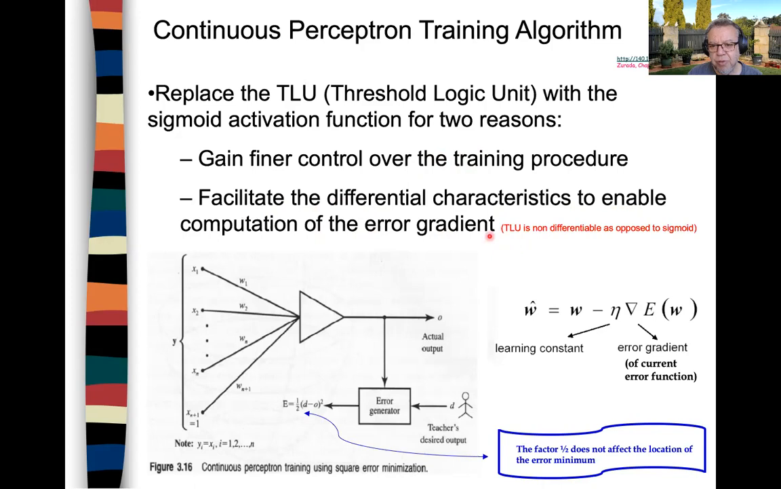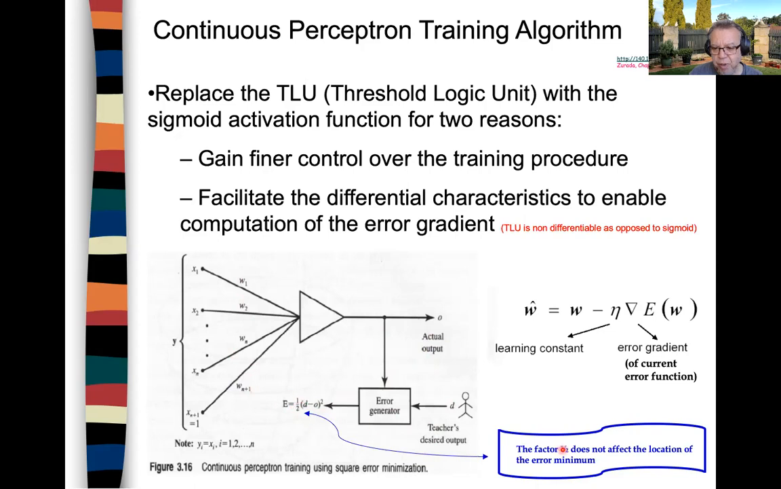Meaning if we use the threshold logic unit, which is discontinuous and non-differentiable, we will not be able to use it in this case. So we use the sigmoid because it's differentiable. And with the same procedure, at the output of the activation function, the sigmoid, we're going to have the actual output, which is compared to the desired output to give us an error, which is equal to 1/2 of d minus o. So the desired output minus the actual output. And then this error is going to help us adjust the weights of the perceptron.